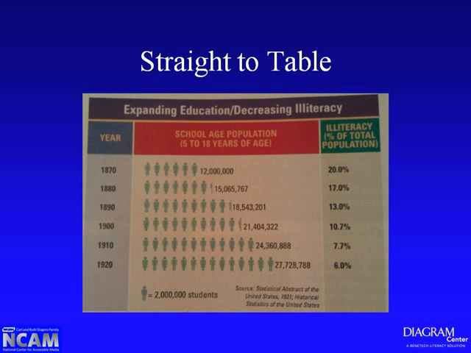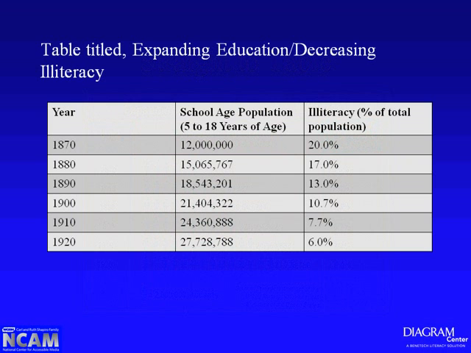That's a great question. So straight to table. Here we have a graphic which has multicolored headers. It has little icons of little men and little women. But very quickly you can probably see that this is a data table and should be converted into a data table. Okay? And all of that other, what I call extraneous visual information, can just be left out. We have a table titled Expanding Education, Decreasing Illiteracy, and boom, here we have it. We have three columns and the information.